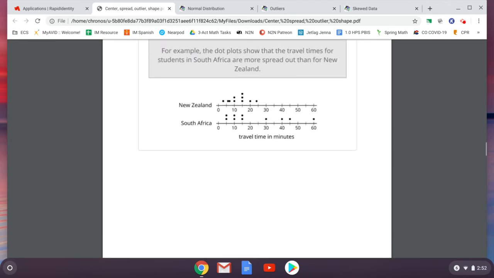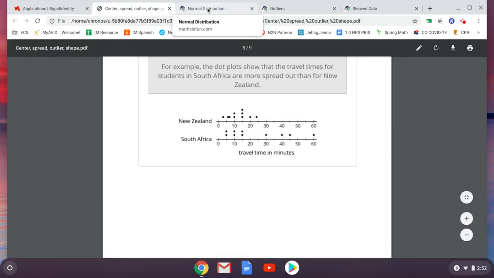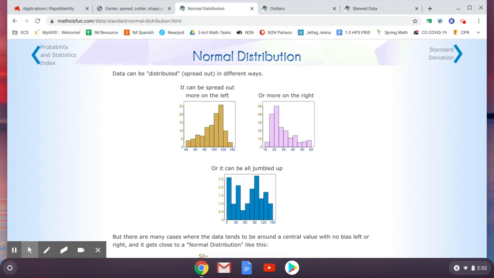All right, so our next thing that we're going to actually talk about is something called normal distribution. We're now going to talk about the shape of the data. And before we can do that, we need to look at what is normal distribution.